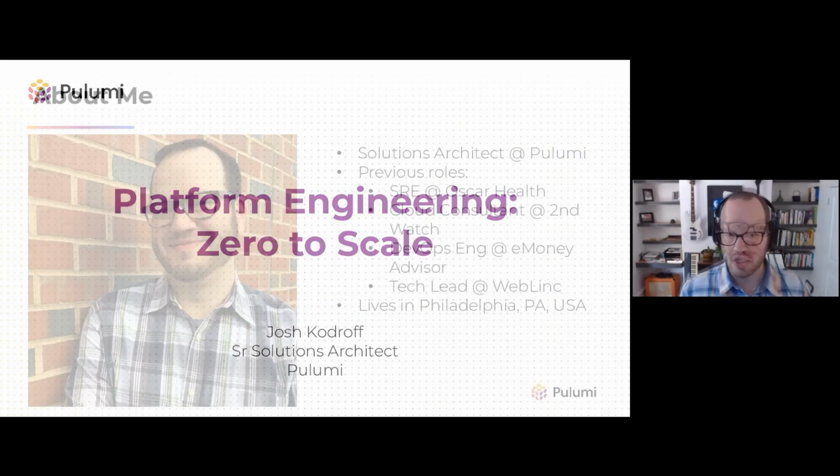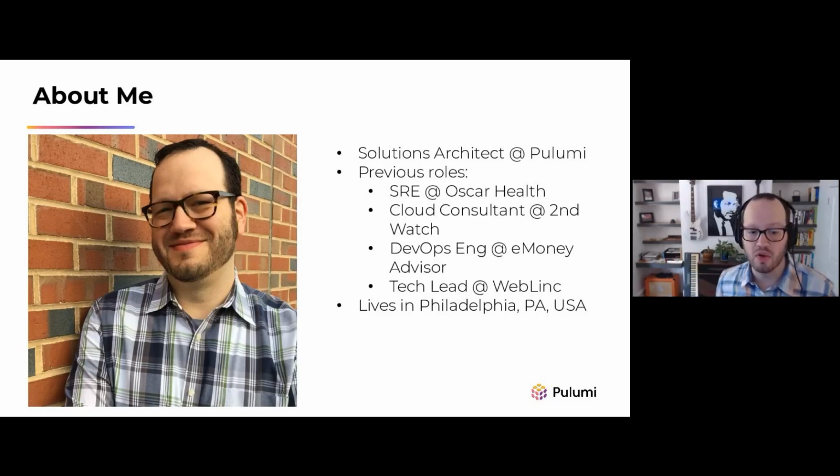My name is Josh. A little bit about me: I am a solutions architect here at Pulumi, but I have a lot of prior experience in the field. For a brief time, I was a site reliability engineer at an organization called Oscar Health. Before that, I spent about 4 years as a cloud consultant for a company called Second Watch, which has since changed its name to Allianz.